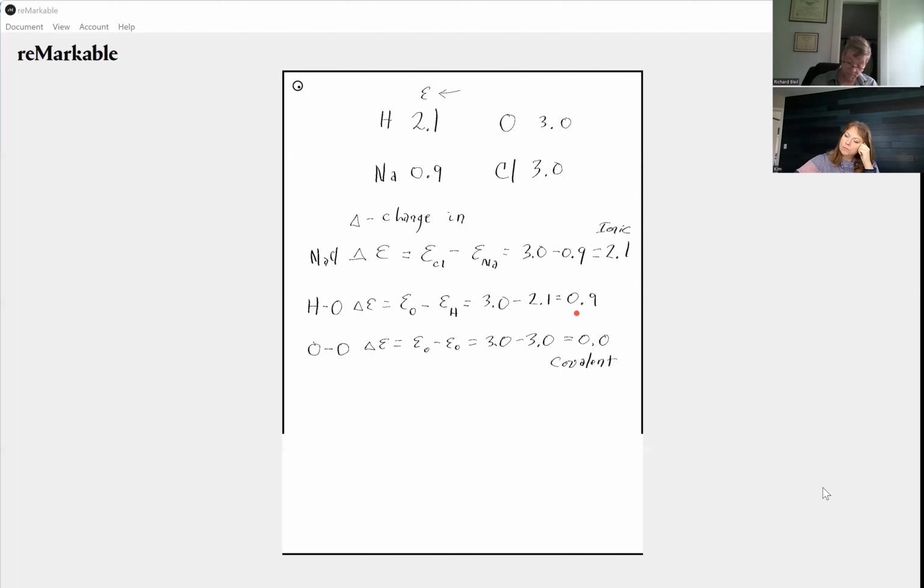Now, both of these are covalent, but there is a difference. Notice that in the hydrogen-oxygen bond, the electrons are shared, but the oxygen has a much stronger attraction for those shared electrons than the hydrogen. So they're not shared equally. They're not shared equitably. They're shared.